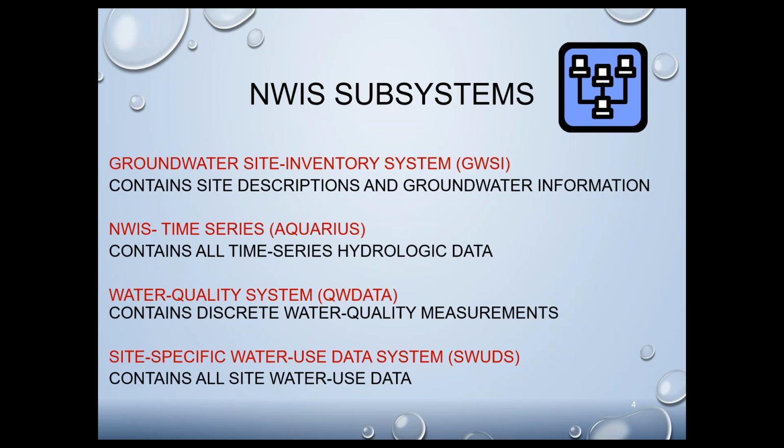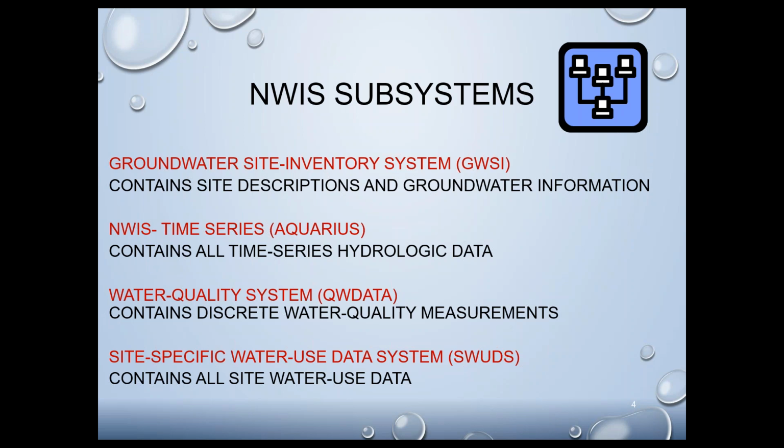So the 4 subsystems are the Groundwater Site Information System, or GWSI. This contains site descriptions as well as groundwater information. The next subsystem is the NWIS time series. We call this AQUARIUS. It's the commercial software that I mentioned earlier. This is programmed by Aquatic Informatics, and we use this. It contains all of our time series hydrologic data.